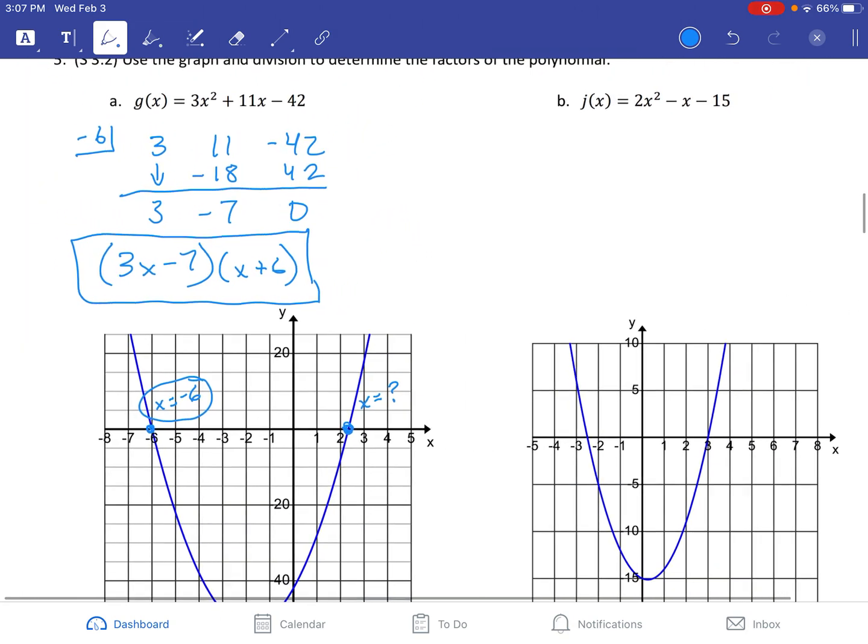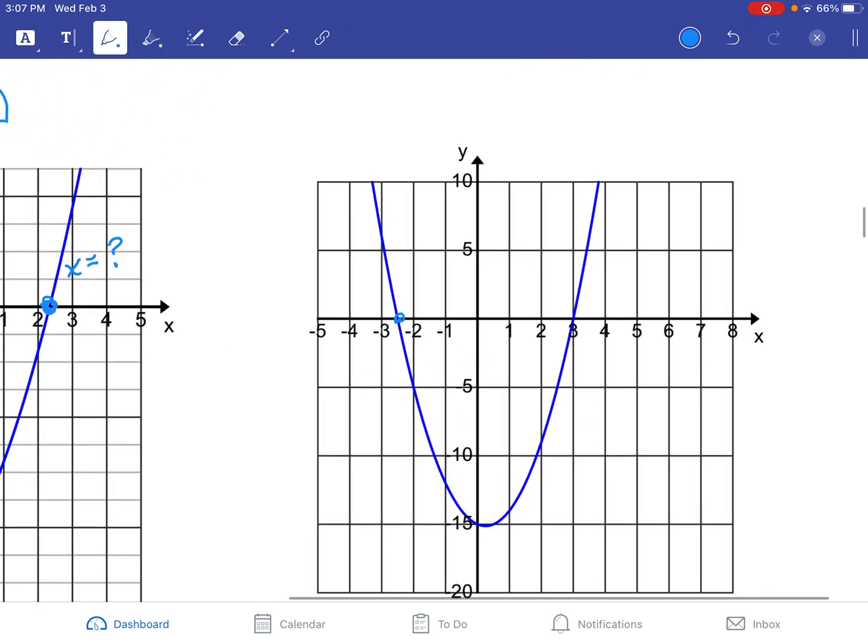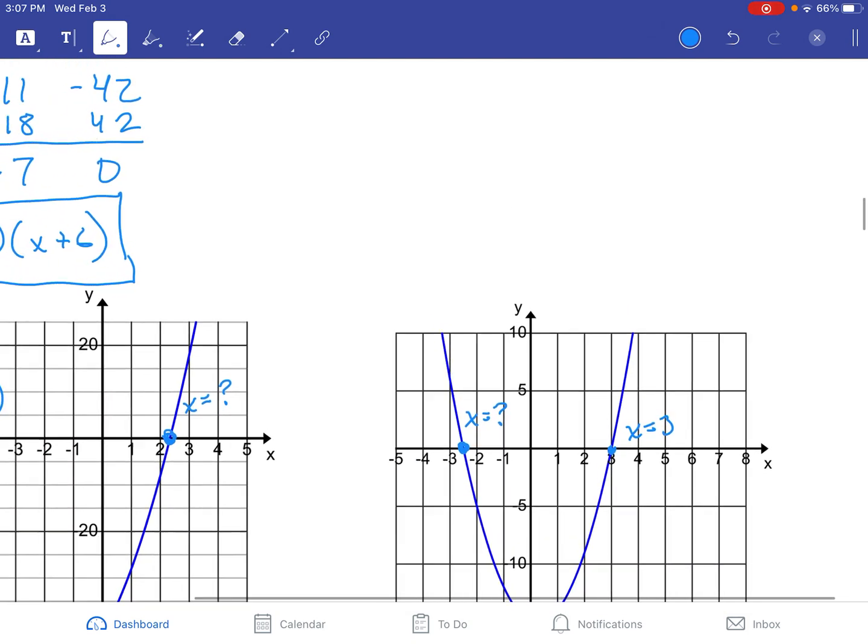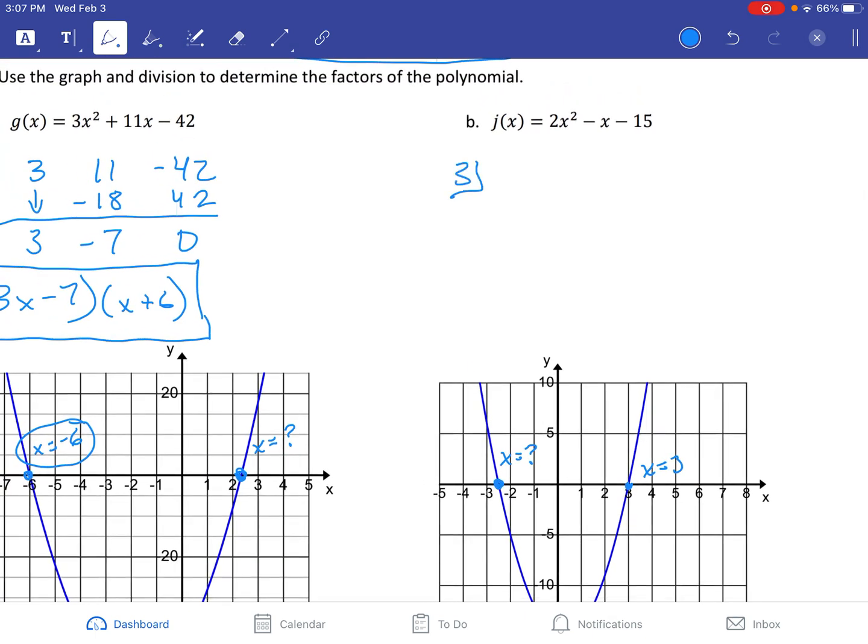We're going to do that again for the next one. Okay? For the first point here, we have no idea what this is. All right, for the other point, we know that this is x equals 3. So we're going to use that 3 to divide our 2x squared minus x minus 15. Drop the first number, you get 2. Times 3 is 6. 6 minus 1 is going to be 5. Times 3 is 15, which gives you 0. So you know one of the factors is 2x plus 5.